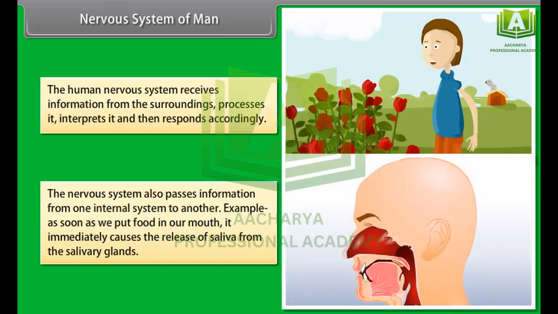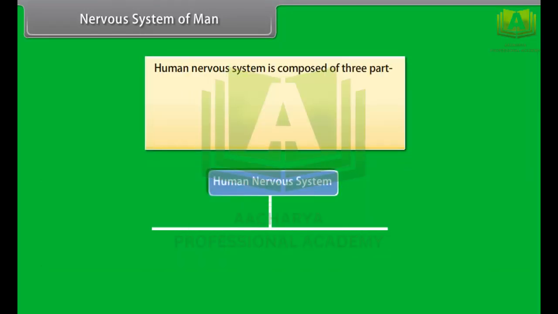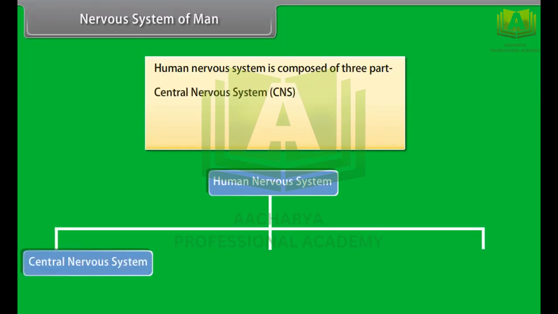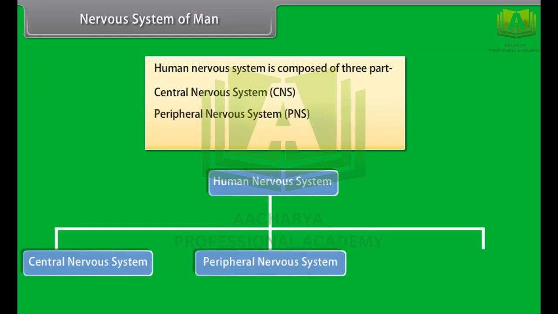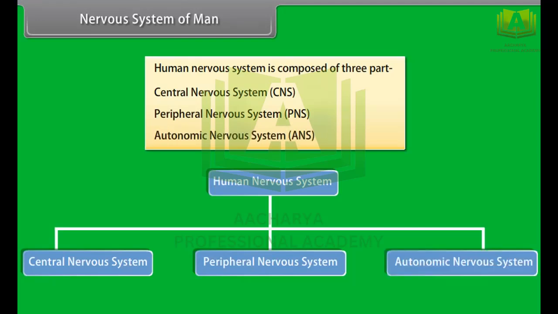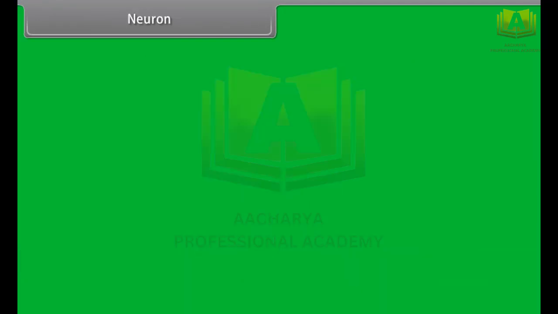Example: as soon as we put food in our mouth, it immediately causes the release of saliva from the salivary gland. The human nervous system is composed of three parts: central nervous system, CNS; peripheral nervous system, PNS; and autonomic nervous system, ANS.